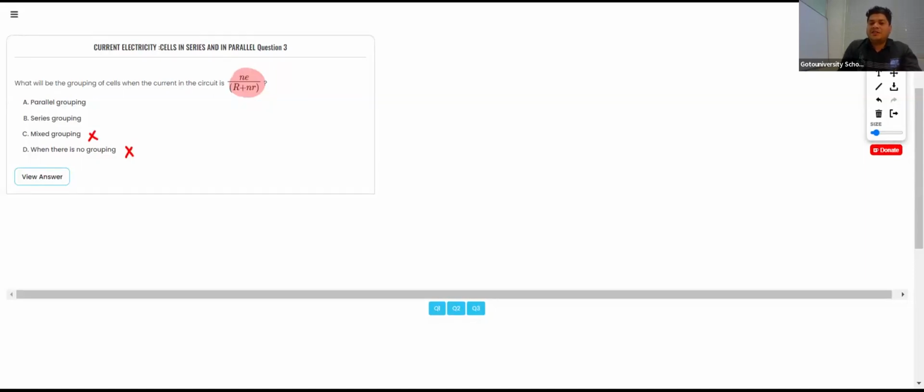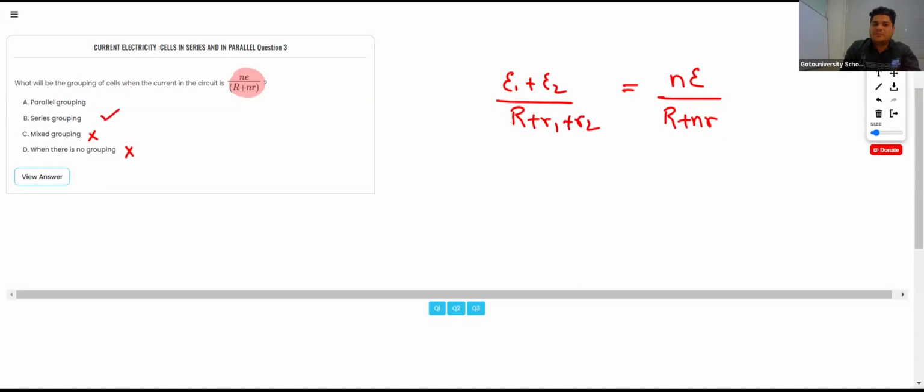See, I told you in series what will happen. In series, you will write E1 plus E2 upon R plus R1 plus R2. That means E1 plus E2, you can write it as nE over R plus nr. So what will be your right answer? Right answer will be series grouping. This answer is from series grouping. Okay, Akhil? Yes.